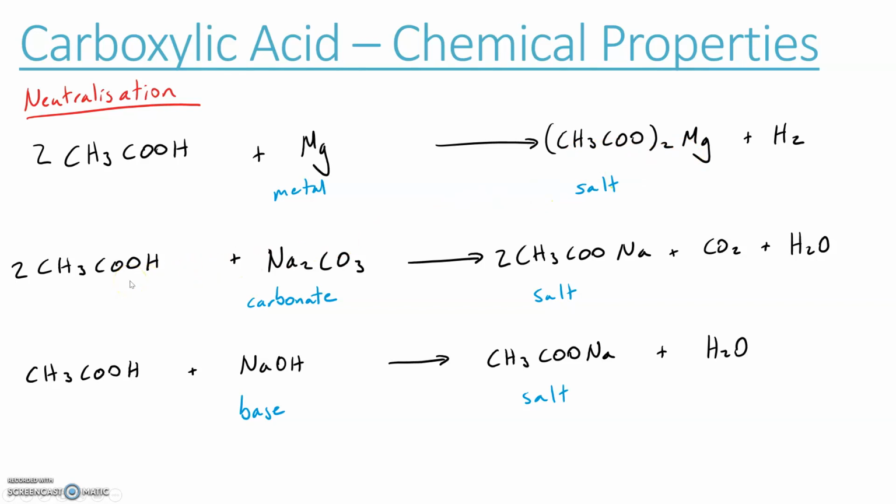Okay, reacting a carboxylic acid with a carbonate, we get a salt and carbon dioxide and water, just as if we were reacting any other acid with a carbonate. So the salt, again, we're writing the carboxylate ion first. In this case, we've got sodium ethanoate. We still say it with the cation first, sodium ethanoate. This one would be magnesium ethanoate. And reacting a carboxylic acid with a base, we get a salt and water. So again, sodium ethanoate here and water.